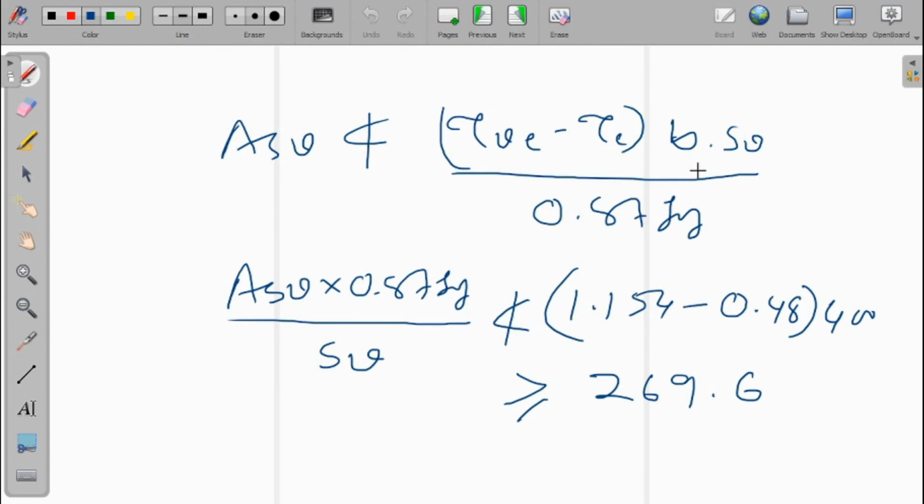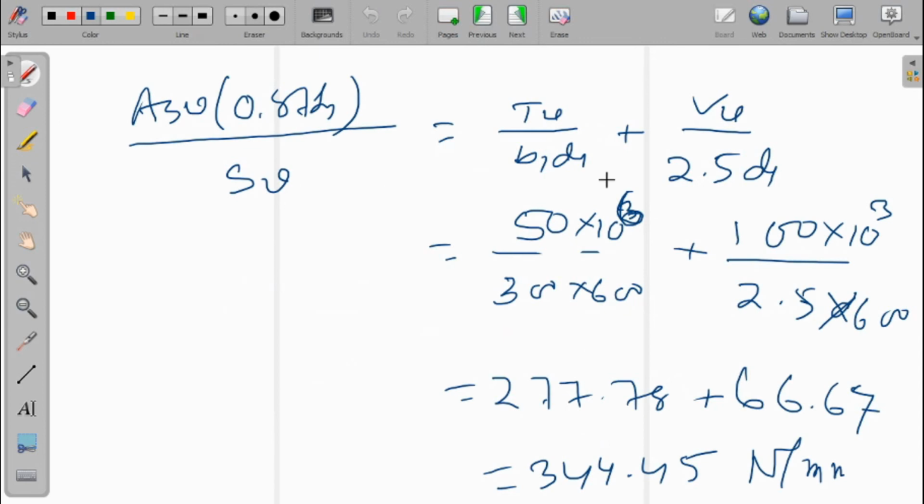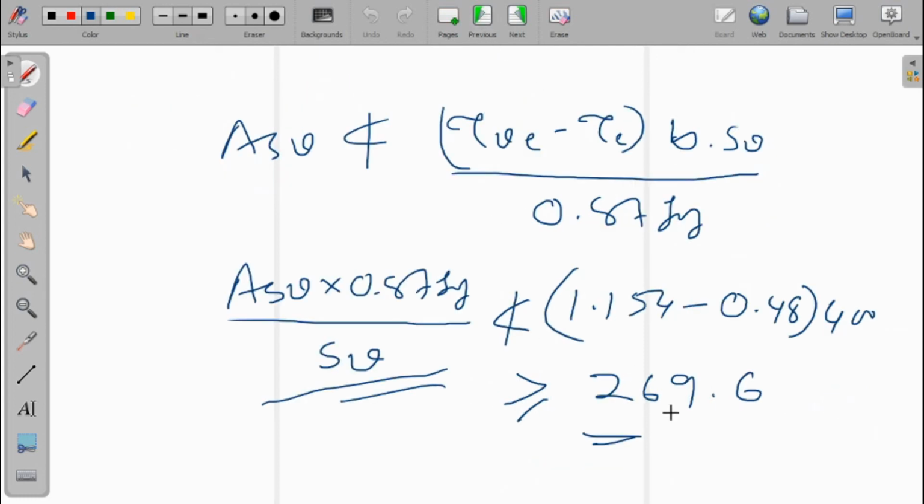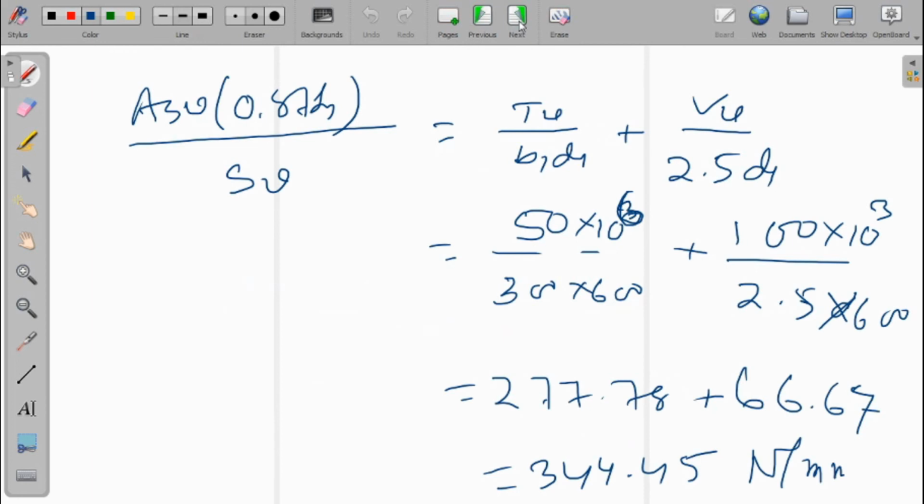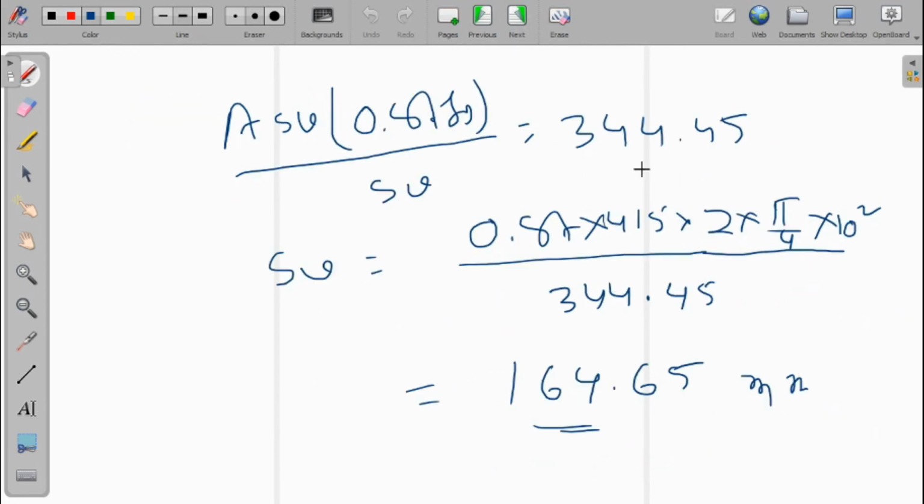So I have taken this constant and this side, and I have said that this value must be greater than this value. So how I got this value? I have used the original equation and I have taken this separately and I have calculated this value, and this value came out that 344.45. So this is more than 269.6. That means whatever the calculation we have done is correct. B1, D1 and all those things is correct. So based on that I have written them.